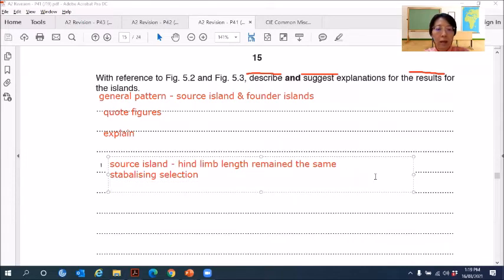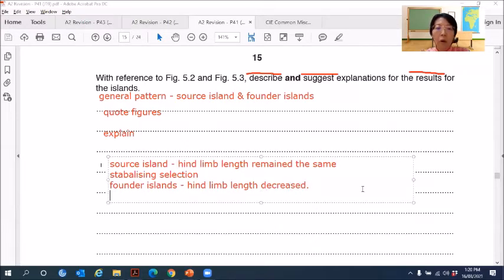Versus the founder islands. What you can see in the founder islands is that the hind limb length actually decreased. So therefore, also natural selection, this is a directional selection. Okay, so altogether you've got 4 marks already here. 4 out of 5 marks already, you know. So one more mark is for explain.